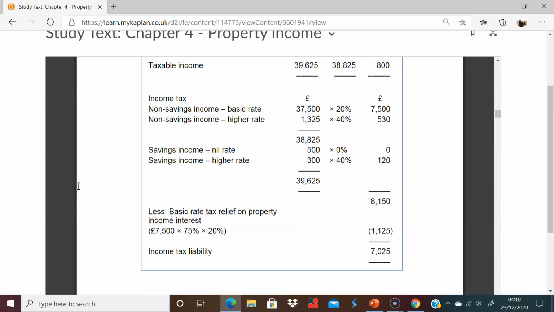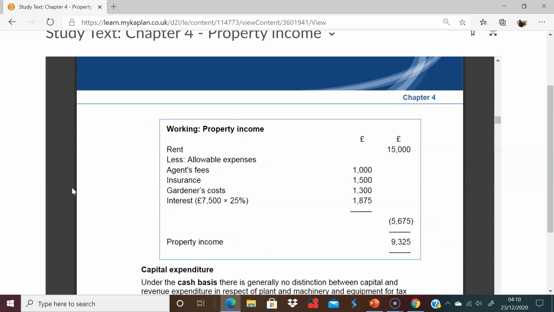But like I said, the other 75% of that interest will get relief at 20%. So that's the tax payable, but the other 75% of that interest will get relief at 20%. And that's how you get that relief to get your income tax liability. So we take the balance of the interest that he didn't get full relief for at basic rate, and calculate that. And that's how we deal with that.